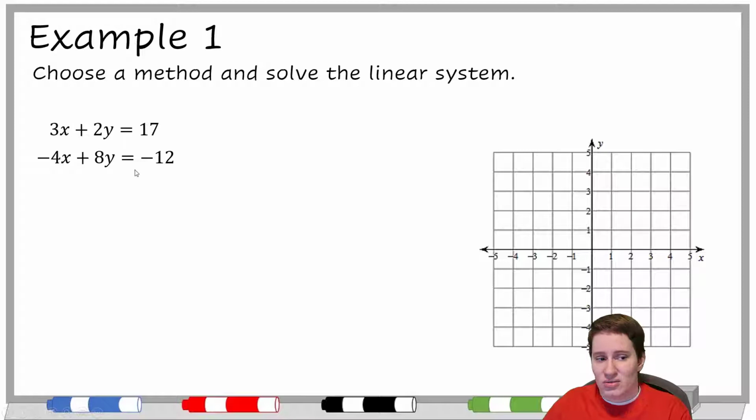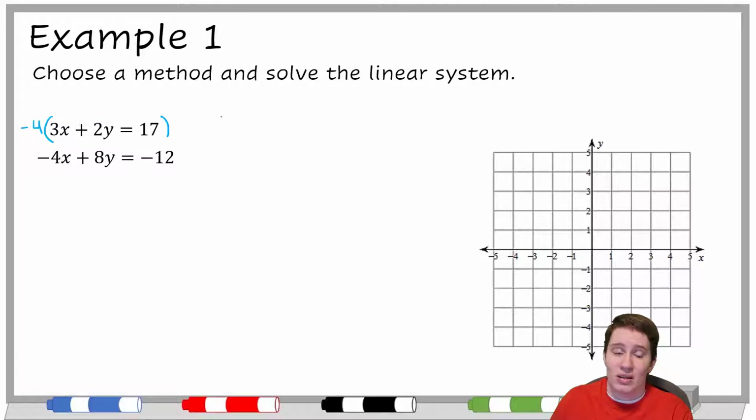Substitution, I also don't feel strongly about. I guess I could solve the second one for x, and that would give me something that doesn't have any fractions. So I could use substitution. But I think I'm going to go with elimination because I can see that in front of y, I have 2 and 8, which I could make that 2 turn into a negative 8 so that I can eliminate. So that means I'm going to multiply the first equation by negative 4.